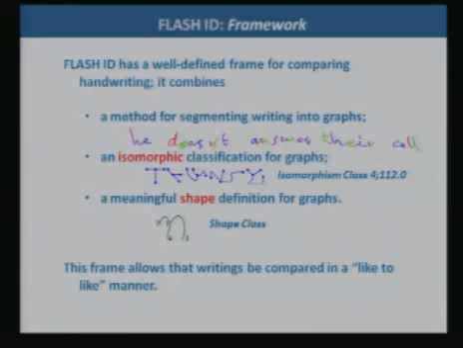Flash ID has a very well-defined frame for comparing writing. It consists of a method for segmenting handwriting, and then two important classifications of those segments of handwriting. Those segments are called graphs, and the graphs are, first of all, classified by something called isomorphism. It's a topological classification, and a meaningful classification by shape. That frame is what allows us to compare handwritings at the level of like with like, and I'll develop that for you.